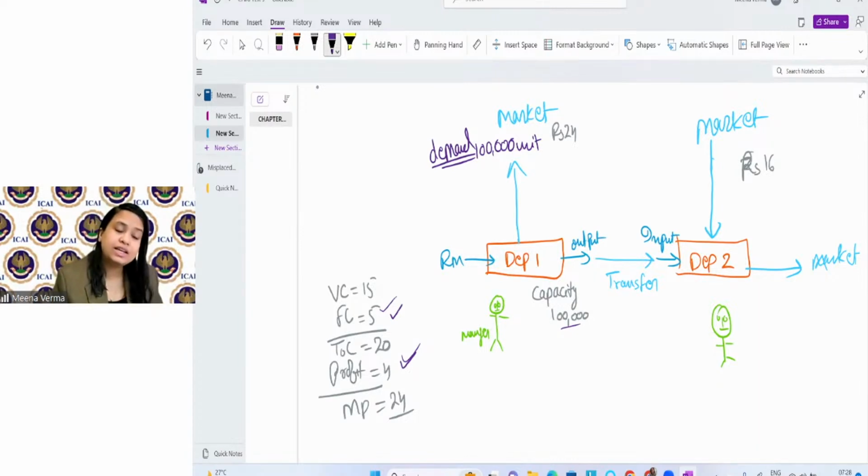Whatever they are producing, they have the capacity to sell the entire unit in the market, and with that they are recovering the variable cost, the fixed cost, the profit, everything. This is the scenario. Now what happened? The manager of this department is coming to the manager of this department, and this manager is requesting them to transfer 40,000 units.